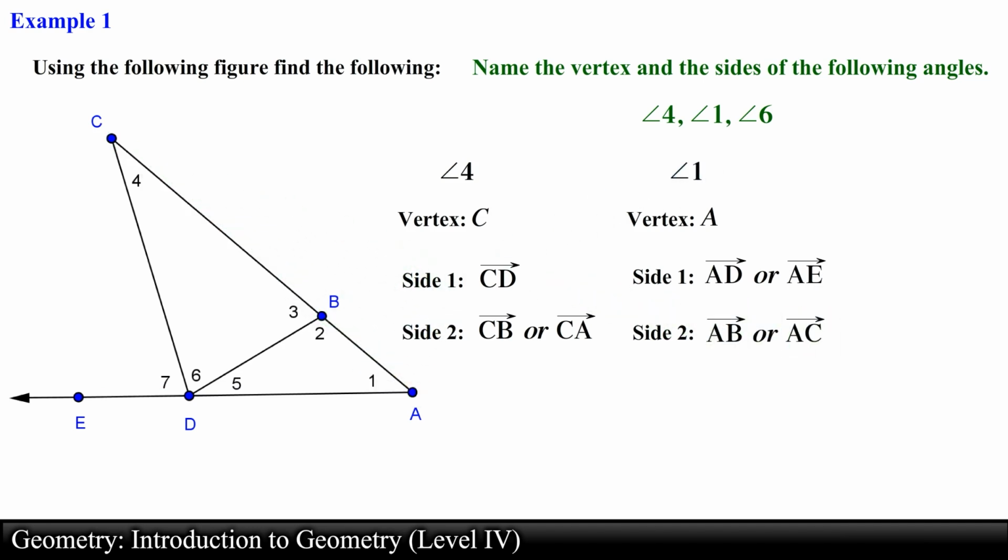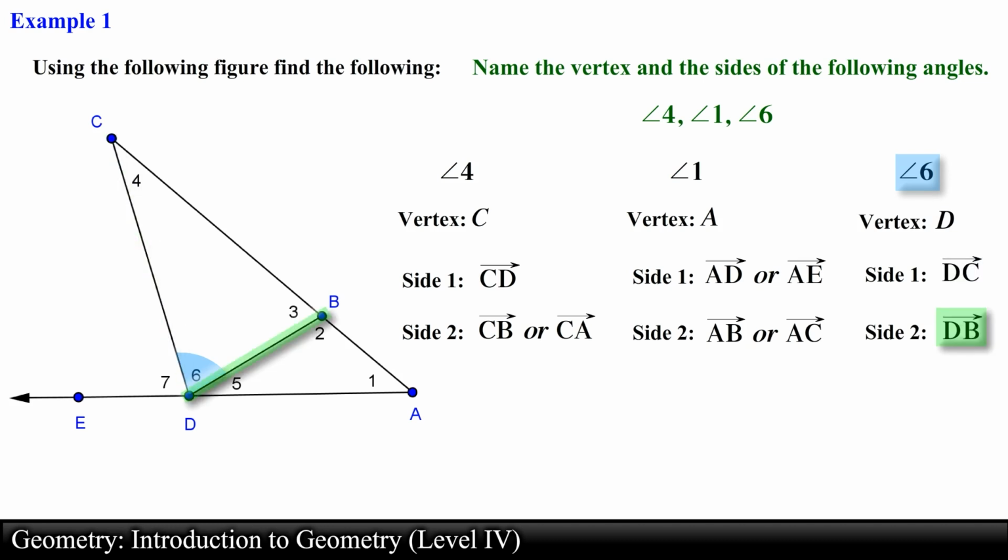Lastly, let's locate angle 6. Angle 6 is located here, and its vertex is represented by point D. The sides of angle 6 are formed by ray DC and ray DB. Notice that the angles of this geometric figure are labeled with numbers, which makes it slightly easier to reference a particular angle.